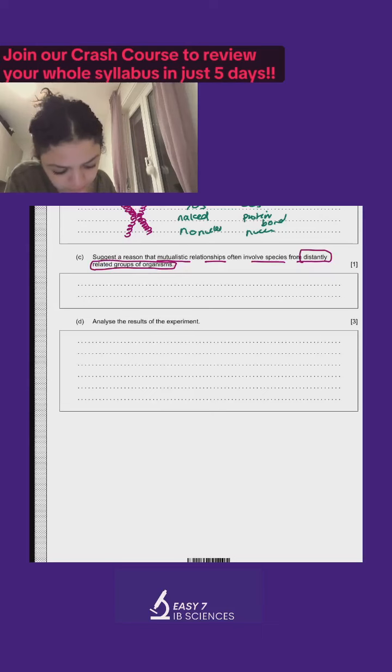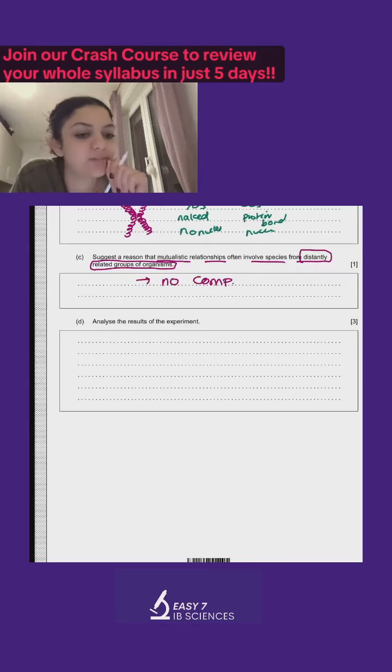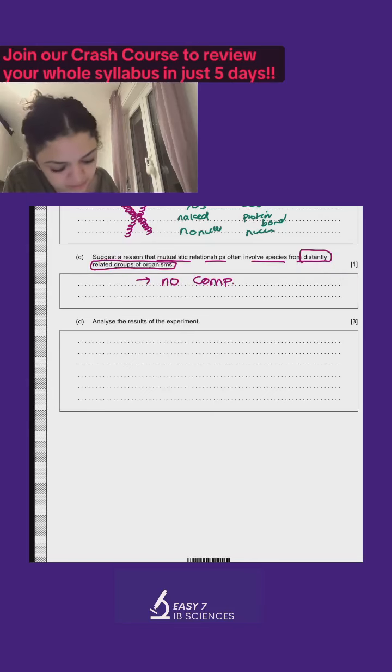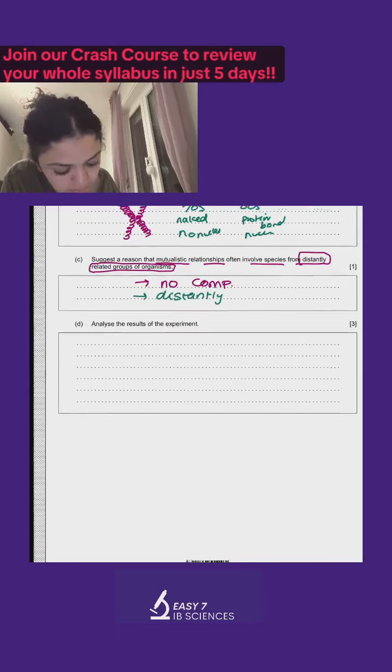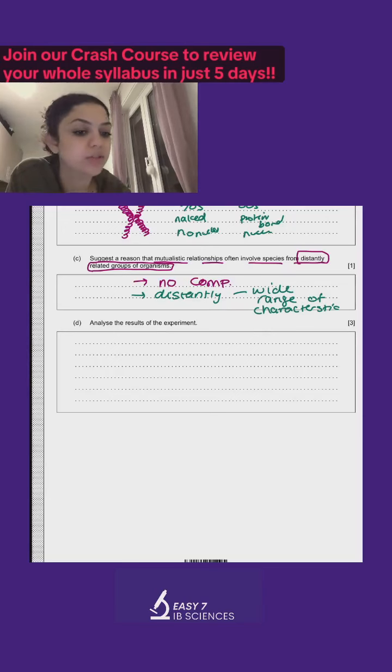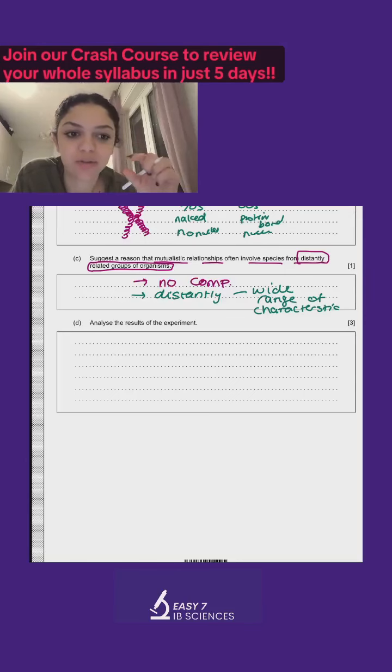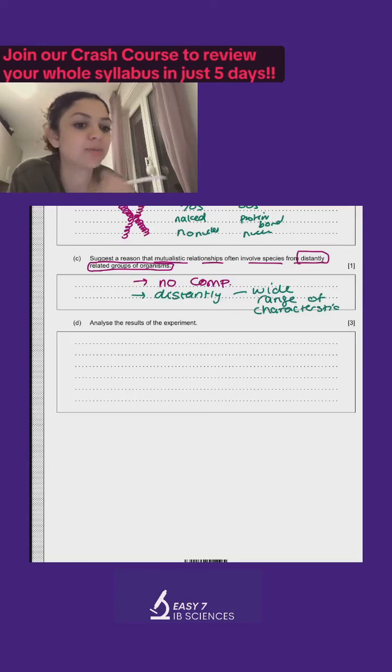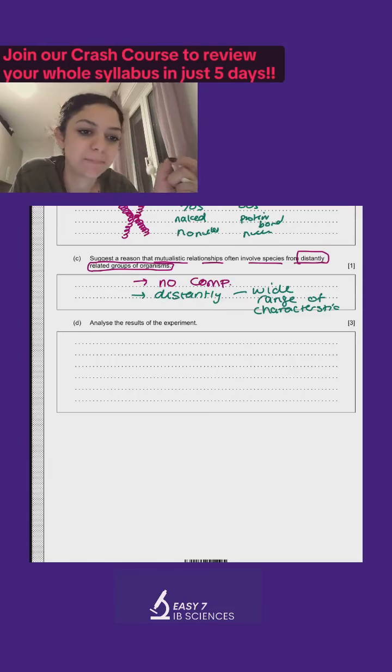Okay. So no competition. And there's actually one more thing in the mark scheme that I think is a really interesting one that they bring up. It basically says that if they are distantly related, it means they can have a wide range of characteristics and therefore are able to provide each other things that the other one could definitely not provide, if that makes sense. So because they're so distantly originated, they have characteristics that are so different that they are able to provide each other with unique properties.